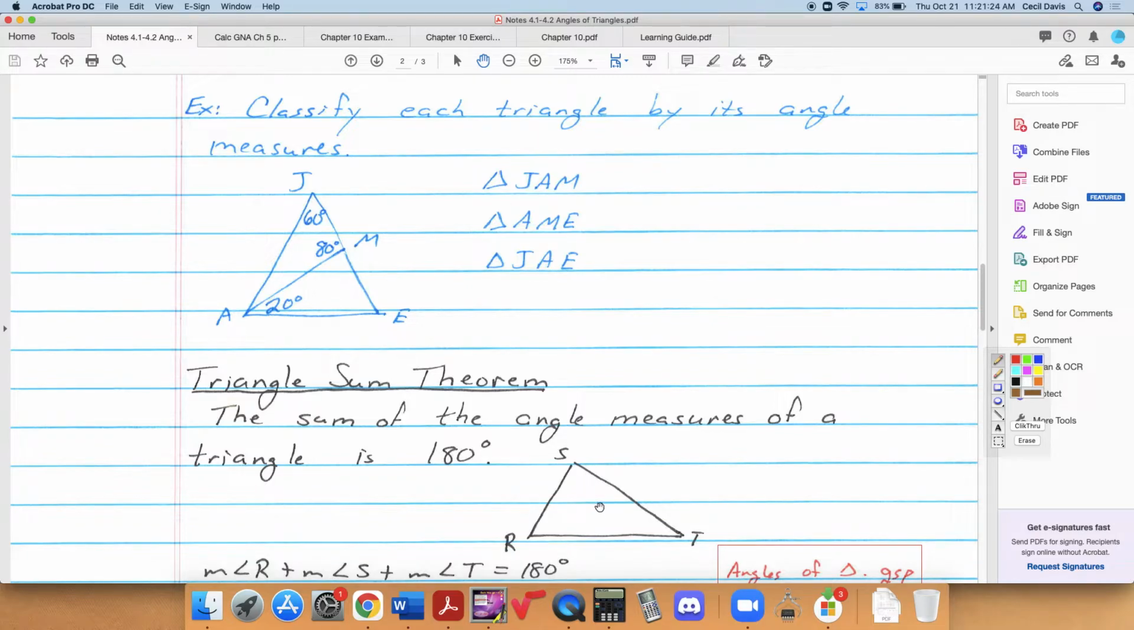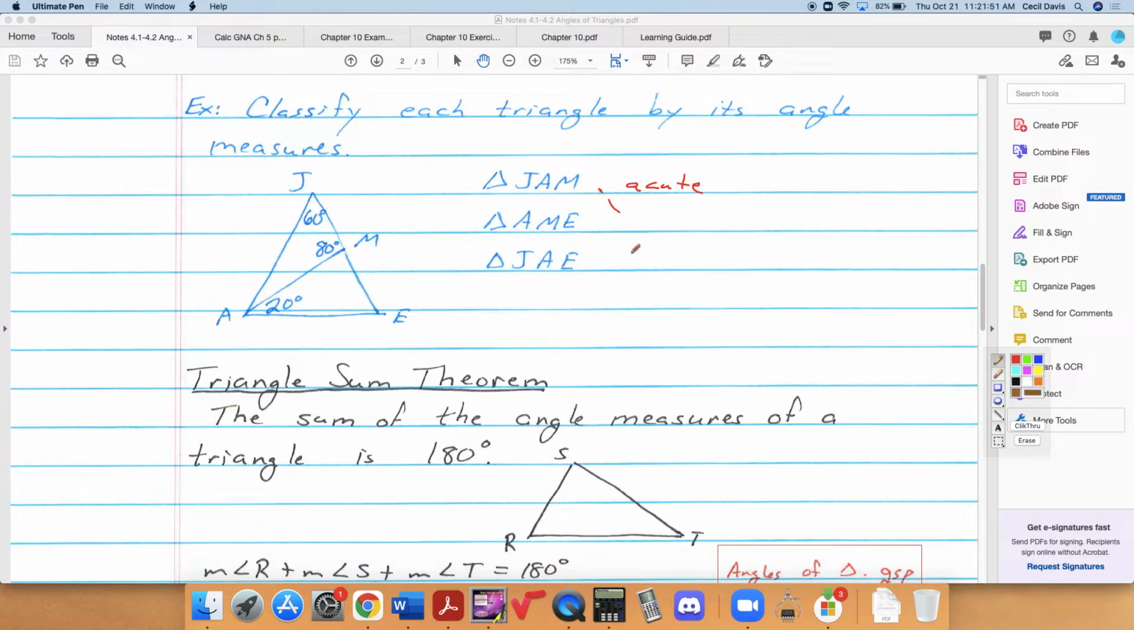Let's classify each of these triangles by its angle measures. So first of all, triangle JAM certainly looks like it's acute. The biggest angle appears to be this 80-degree angle, and so this is an acute triangle. What about triangle AME?